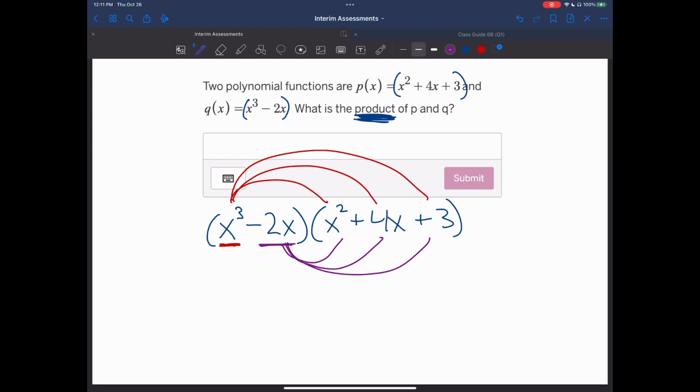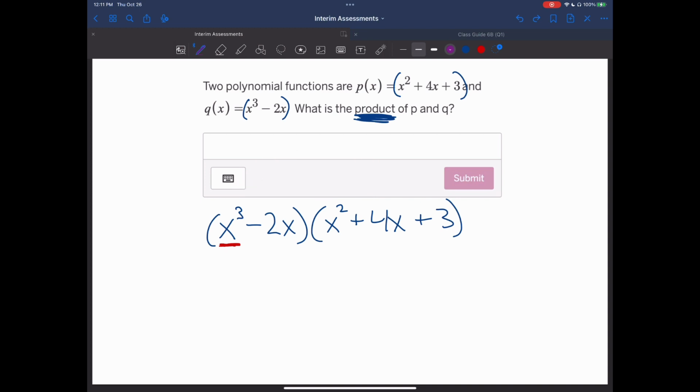And when I say distribute, we multiply. All right, let's back it up. Let's do this real quick. If you want to pause it and try it yourself and then check your answer, you can do that.